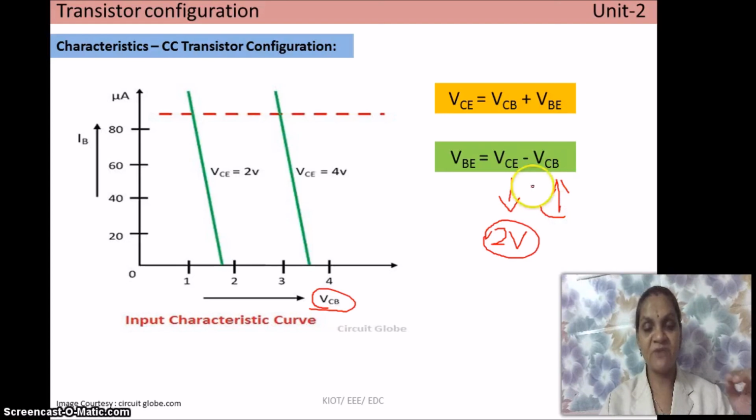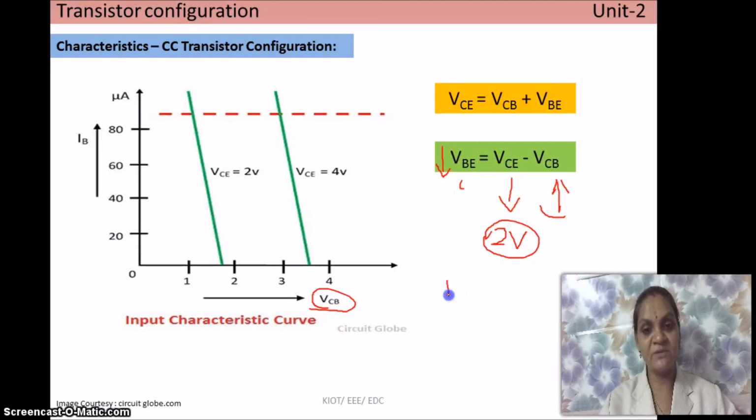At each and every value of VCB, what happens? This VBE voltage decreases. This is because I am increasing VCB from 1 volt, 1.5 volt, 2 volt. 1 volt means this becomes 2 minus 1, which is 1. And again 1.5 volt means 2 minus 1.5, which is 0.5. And again 2 means this becomes 0. So if I am increasing VCB, VBE is getting decreased.